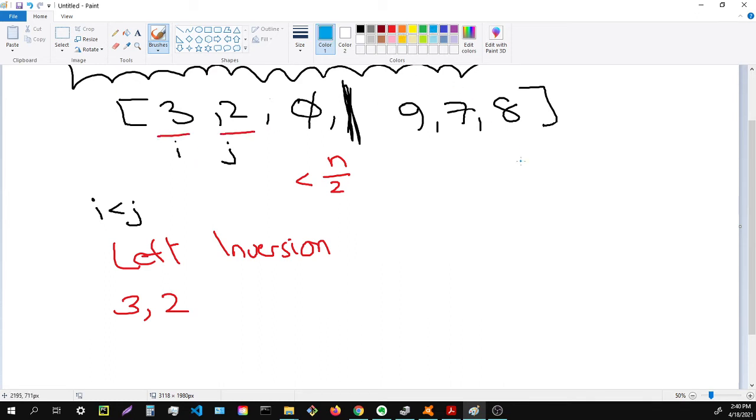Now, a right inversion is the same thing as a left inversion, but it's in the right half of the array, where it's greater than n divided by 2. So here we have 9 and 7, where 9 is greater than 7, but it's to the left of 7, and it's out of order. So that's an example of a right inversion.